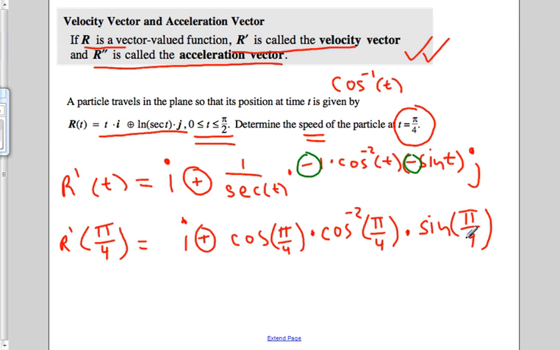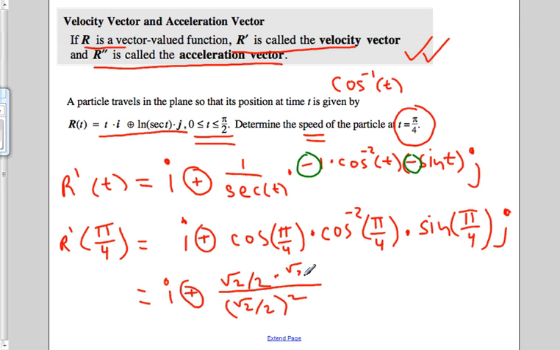Now, these will simplify really nicely for us. Oh, I forgot to put a j over here. We know cosine of pi over 4 and sine of pi over 4 are both root 2 over 2. So the first one, root 2 over 2. And then we have cosine to the negative 2, so that's going to bring it over here under the axis. So root 2 over 2 squared, that's this term. And then times sine of pi over 4, well, that's root 2 over 2. And that's all in the j direction.